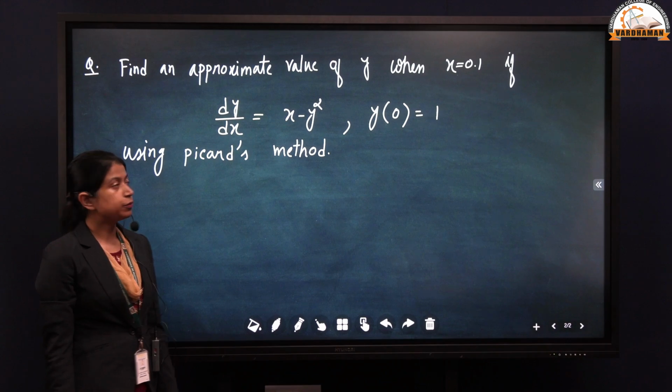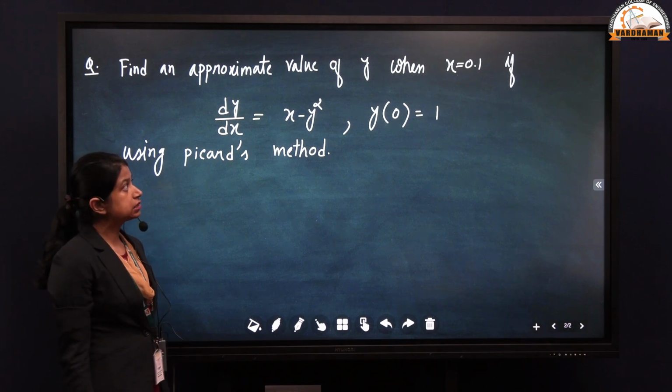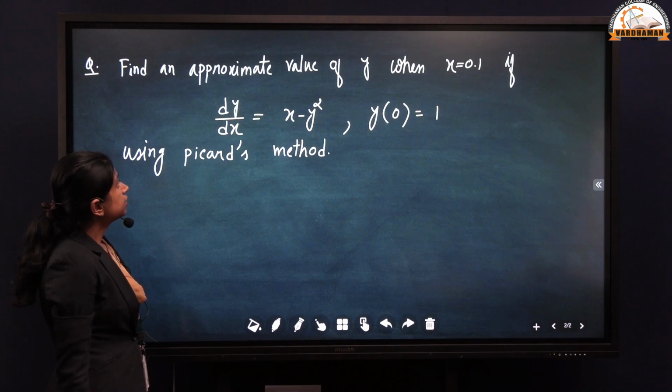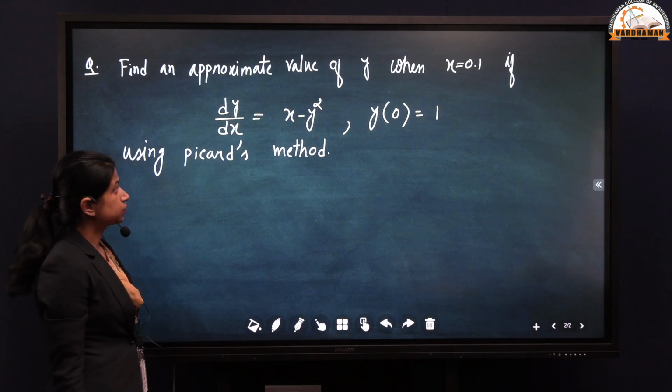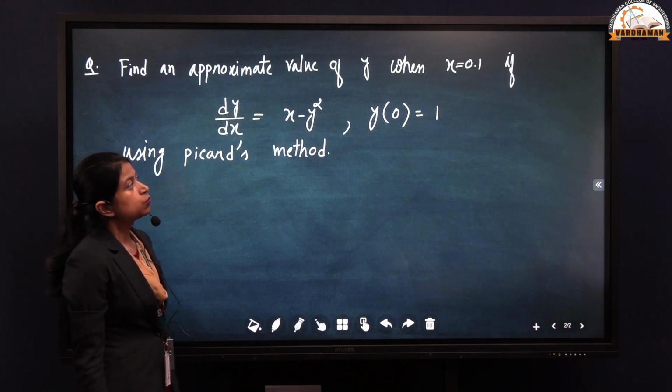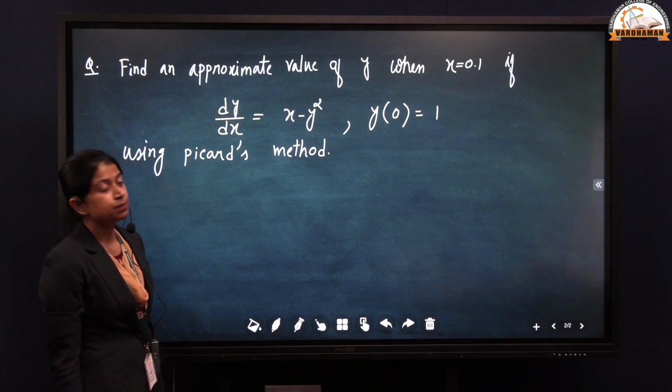Now look at this second problem, where we need to find an approximate value of y when x is equal to 0.1. The given equation is dy by dx is equal to x minus y square, and the initial condition is y at x equal to 0 is 1. We need to solve this using Picard's method.